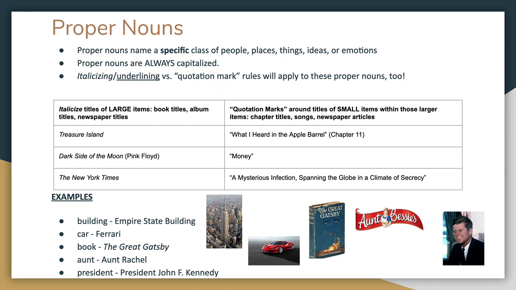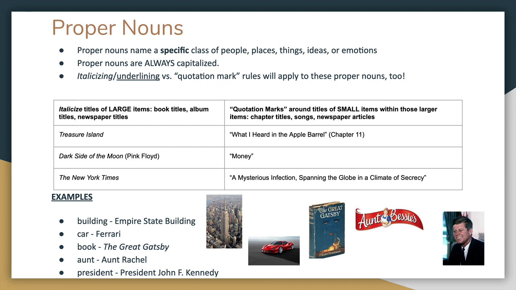You have a giant newspaper, its title gets italicized versus a newspaper article inside of that giant newspaper, that will get quotation marks. So you can take a look at these examples. For example, Treasure Island is the name of a book, and What I Heard in the Apple Barrel is the title of Chapter 11 inside of Treasure Island. Dark Side of the Moon, arguably Pink Floyd's best album, contains the song Money, which you would put in quotation marks. The New York Times is a big newspaper.